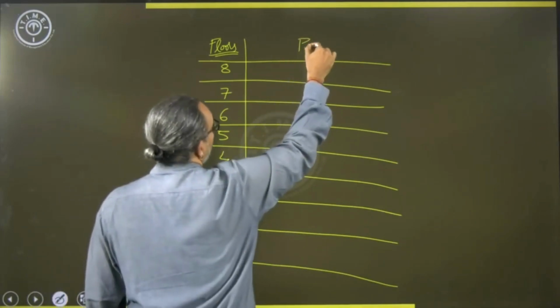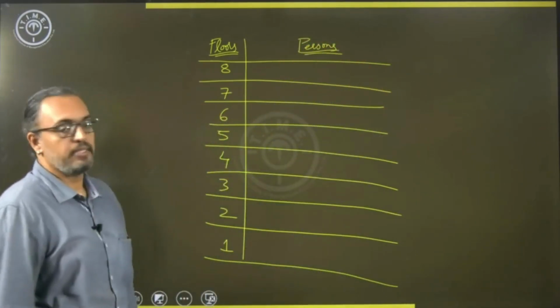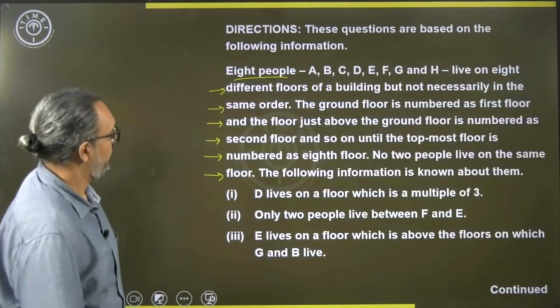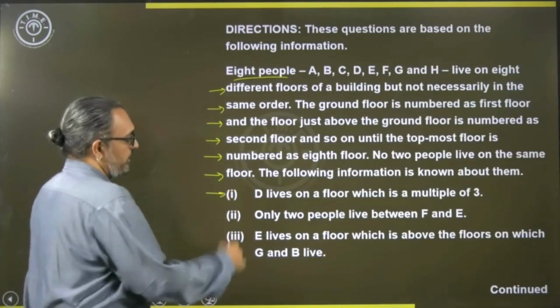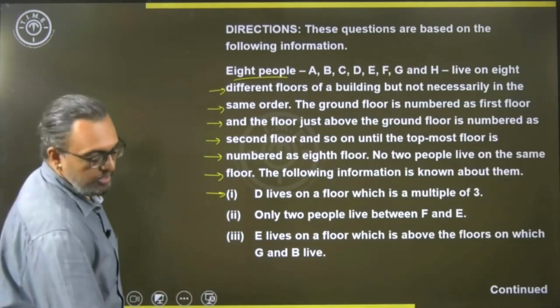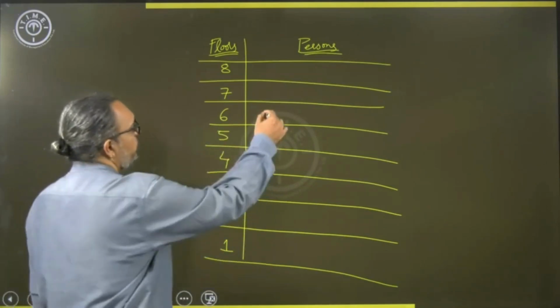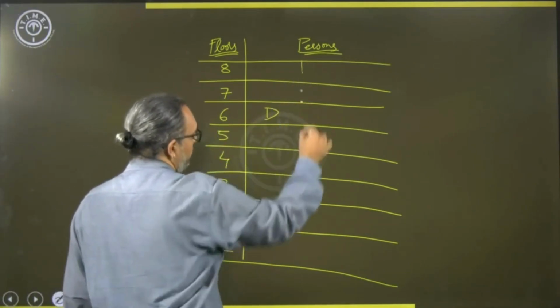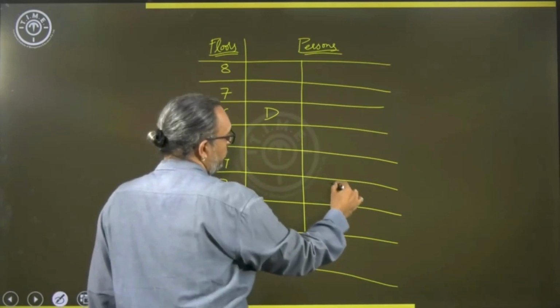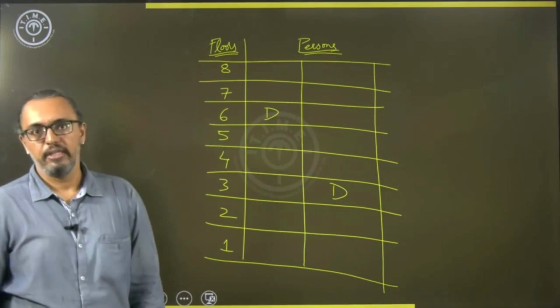And we have our persons. Okay, so let's see this. Now the first condition, D lives on a floor which is a multiple of 3. So D is on a floor multiple of 3, there are only 2 multiples of 3. Either you put D on the 6th floor or you put D on the 3rd floor. These are the only 2 numbers that are multiples of 3, correct?